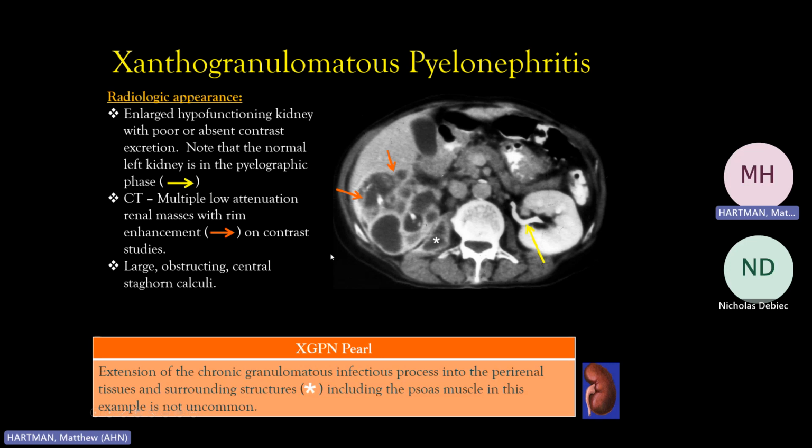I like this case a lot. We see a normal functioning left kidney here, which is excreting contrast. And then we get our abnormal right kidney, which is enlarged. It's hypofunctioning. There's a staghorn calculus as well, not in this field of view. But the complication to be aware of is the infection can seed and go to adjacent structures, here going to the right iliopsoas muscle.